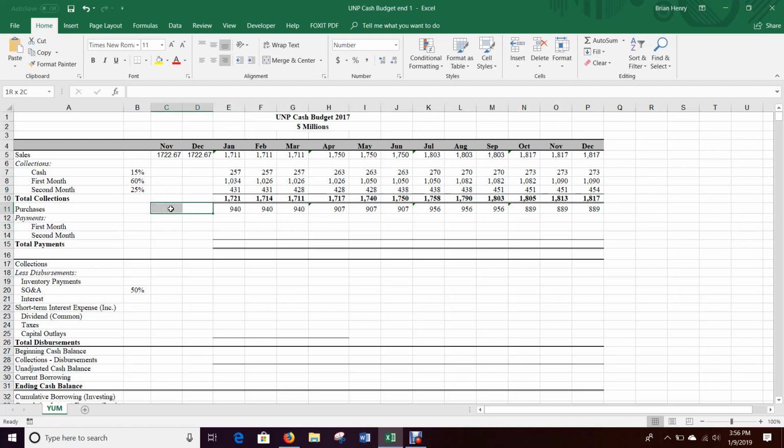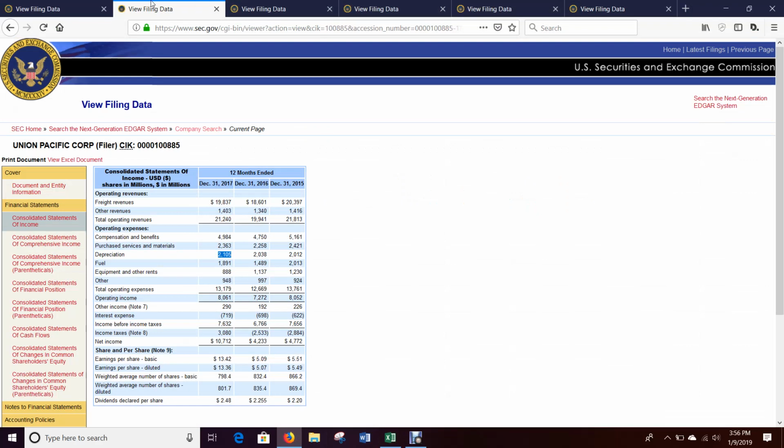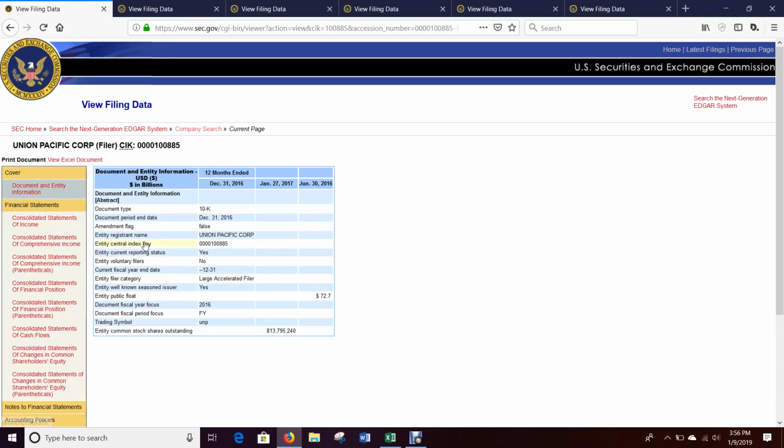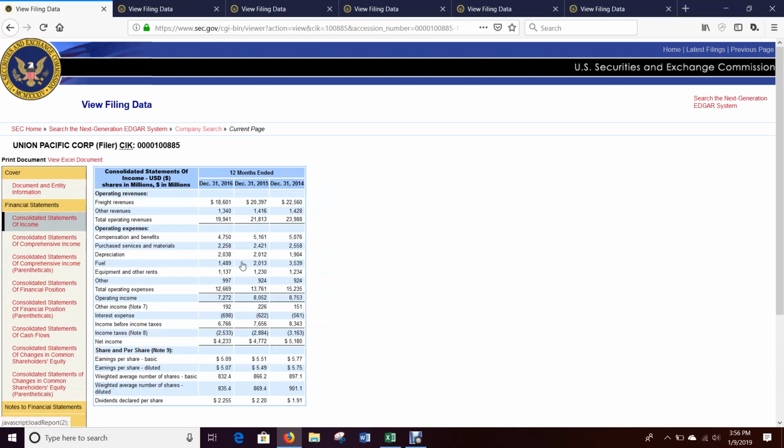And then I'm going to go get, again, a couple of months of purchases back here in November and December by going to the 10K for 16. So this is the year before, because I want to know the cash payments in 17. Purchases we made in 16 are going to end up being cash payments in 17. And so it's 2669 minus depreciation of 2038.